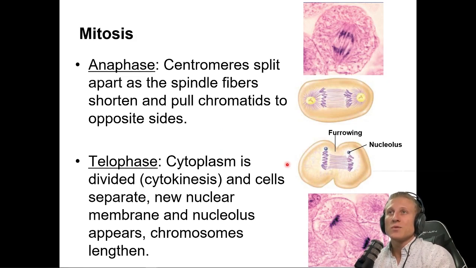Next, we have anaphase, which is the process. You will now see that the chromosomes are separating into sister chromatids. The centromeres split apart, and the spindle fibers pull the chromatids to what is about to be separate daughter cells.